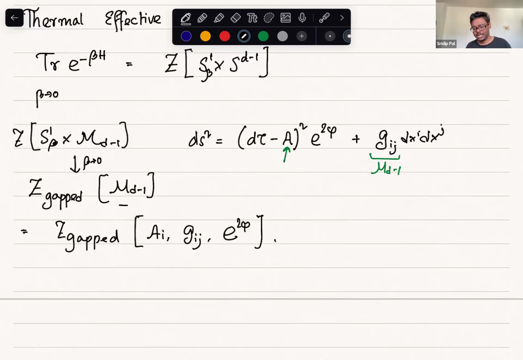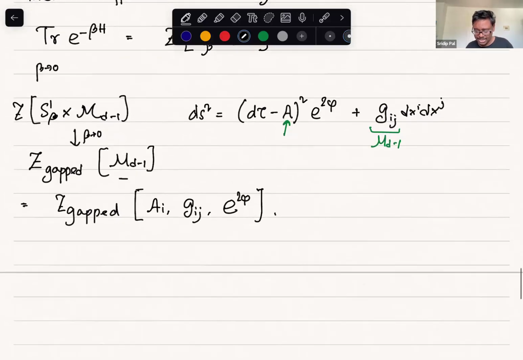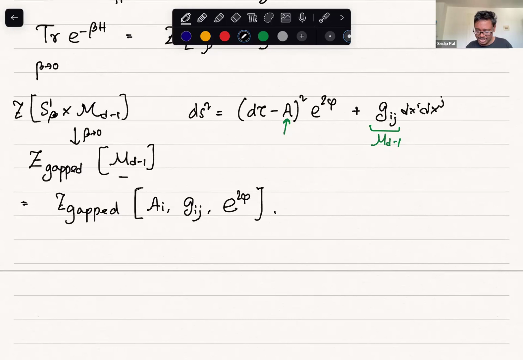So this is a simple argument, but this argument is very powerful. It basically tells you that given any CFT, under the Kaluza-Klein reduction, if the CFT doesn't have any zero mode, which is mostly the case because for interacting theories you would not expect there to be some zero mode, then under this reduction you should be able to write down some partition function which only depends on A_i, G_ij, and e^(2 phi). These are the background fields that live on this manifold M^(D-1).